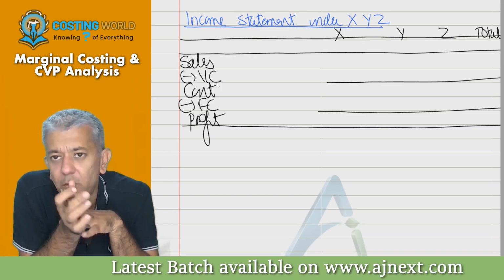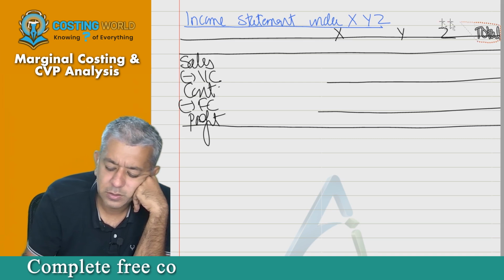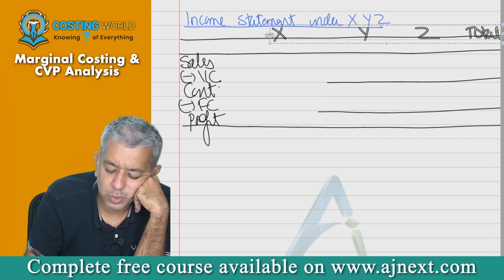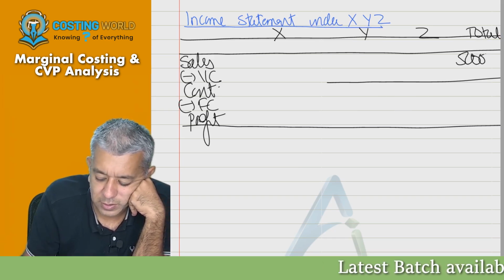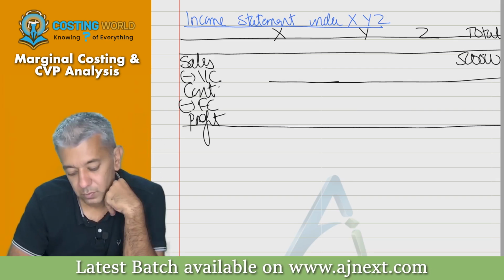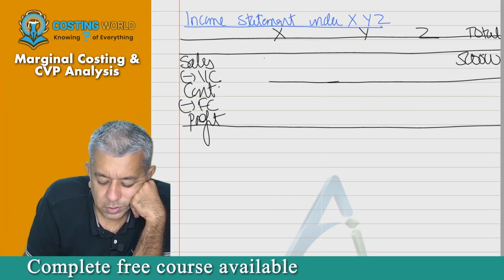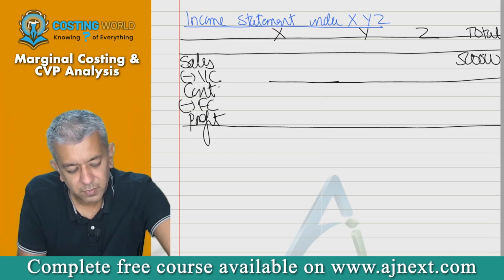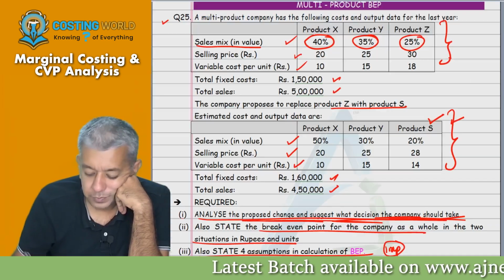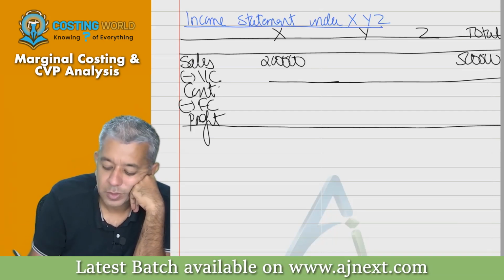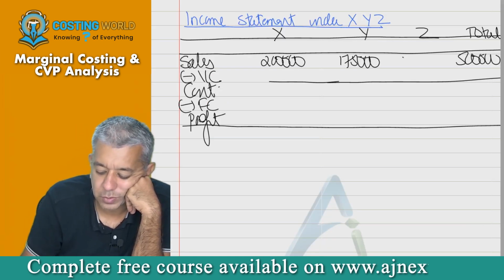Now, everybody look at the question and tell me, when we are going to be selling XYZ, what will be our total sales here? 5 lakhs. You put that 5 lakhs in the extreme right hand side column over here. Now, in 5 lakhs, how much is the share of X? 40%. So, 40% in this particular case will make it 2 lakhs. Then 35% is going to be 1,75,000. 25% is going to be 1,25,000.